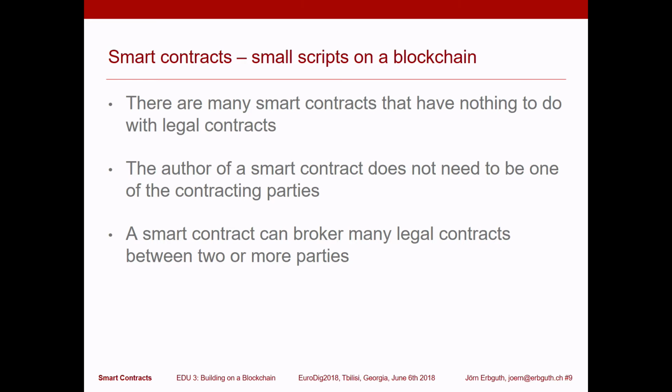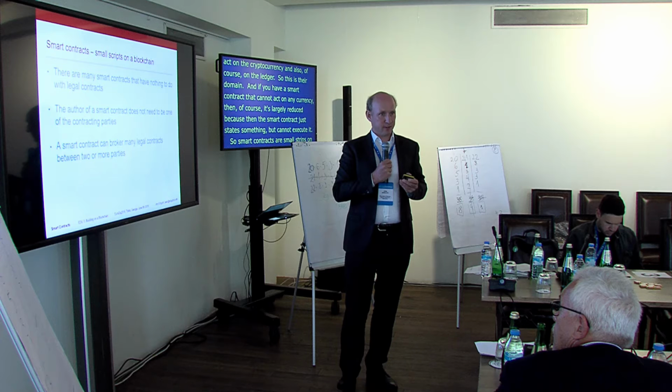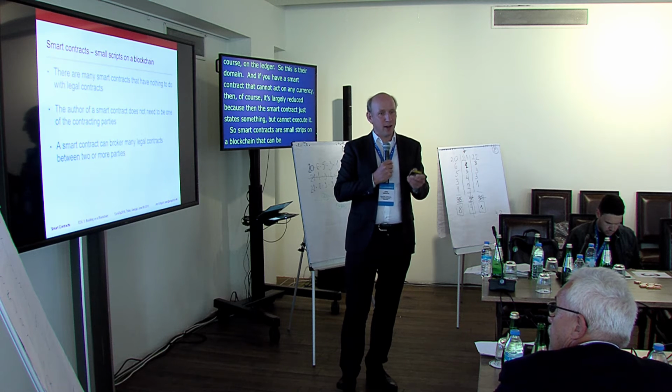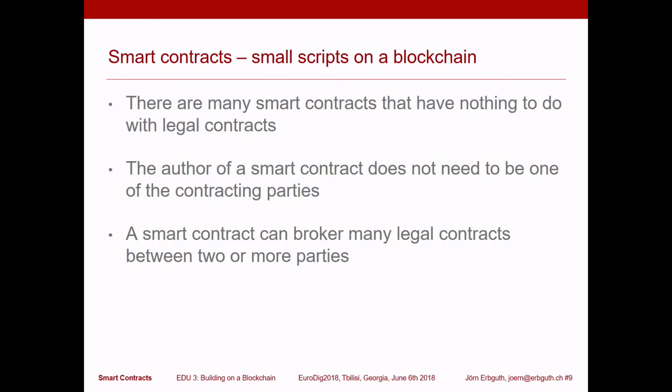So smart contracts are small scripts on a blockchain that can be legal contracts. But even if they are, it doesn't mean that one smart contract is one legal contract. A smart contract can be used to do a series of legal contracts. And also the creator of the smart contract is not necessarily a party of the legal contract. So there is a connection. Smart contracts can have something to do with legal contracts. They don't have to, but it's not one-to-one.